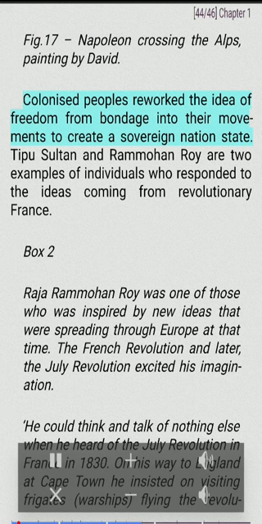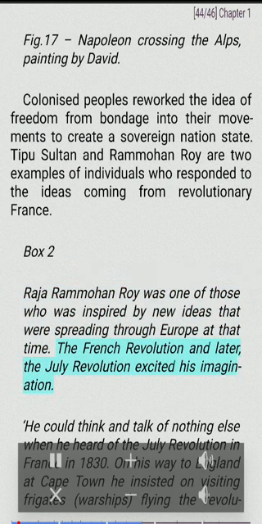Fig. 17. Napoleon crossing the Alps, painting by David. Colonized peoples reworked the idea of freedom from bondage into their movements to create a sovereign nation-state. Tipu Sultan and Ram Mohan Roy are two examples of individuals who responded to the ideas coming from revolutionary France.